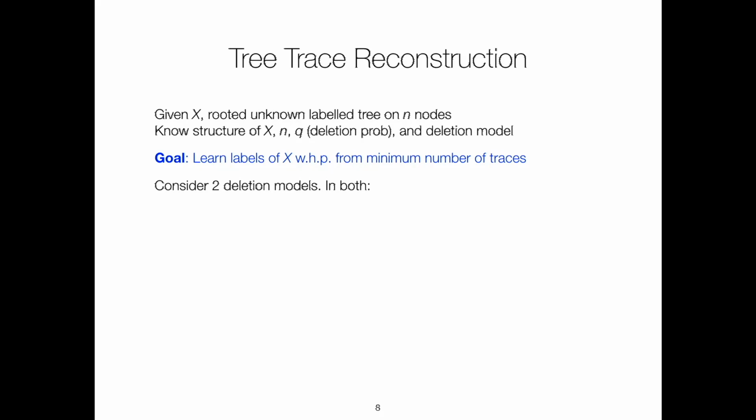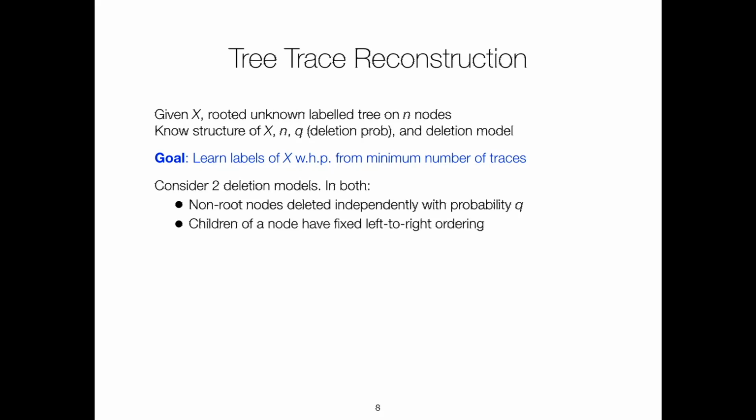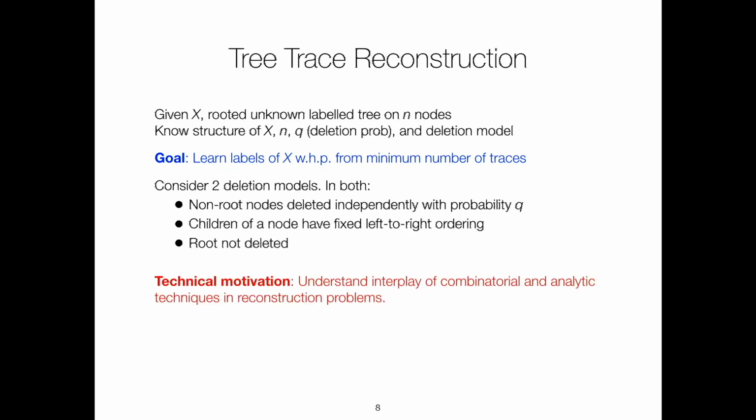To define how you get a sample, we need to define some deletion models. In the deletion models that we consider, you assume that each node is deleted independently with some fixed probability Q, just like in the string case. You can assume that the siblings of a certain node all have a left-to-right ordering, and that the root node is not deleted. Those are just technicalities.